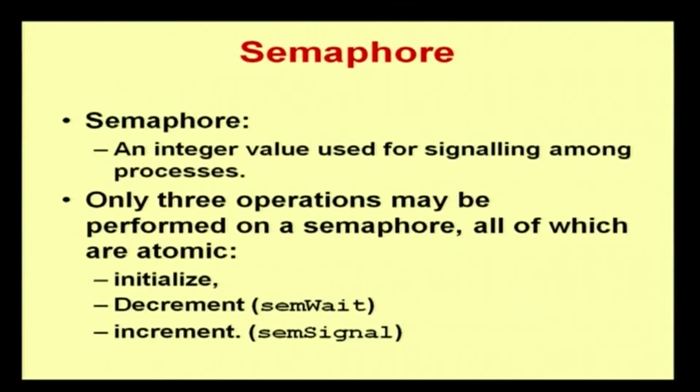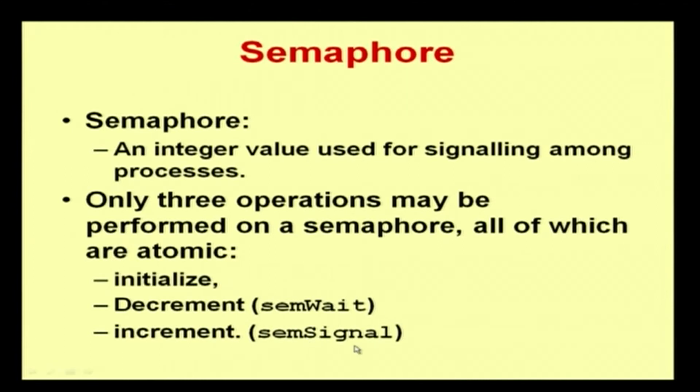Now what is a semaphore by and large? A semaphore is an integer value which is used for signaling among the processes. There are only three operations that are possible: one is initialization, the second is incrementing, the third is decrementing.